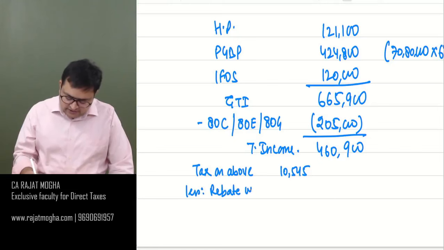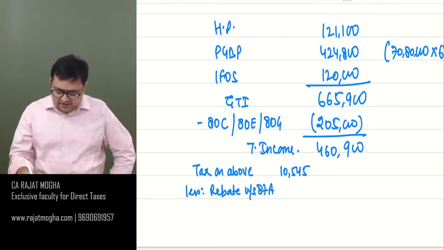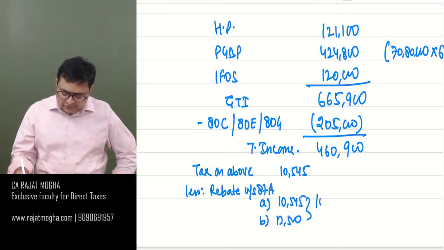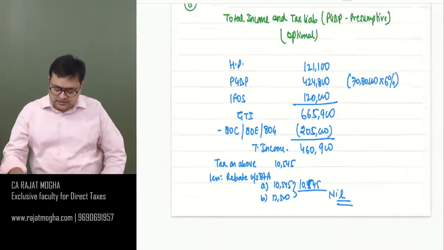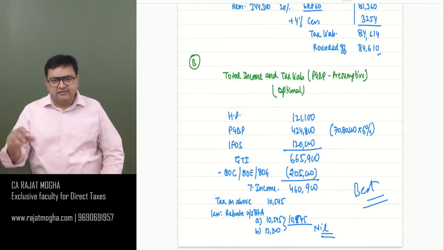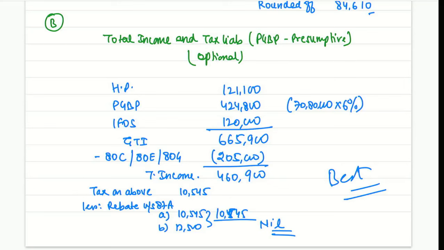Why? Because my total income is not going above 5 lakh. So rebate would be tax on income 10,545 or 12,500, whichever is lower. So 10,545. So my tax liability will become nil. So you have to mention that this is the best option. So you can advise that this is the best option. Here my tax liability is going to be nil.